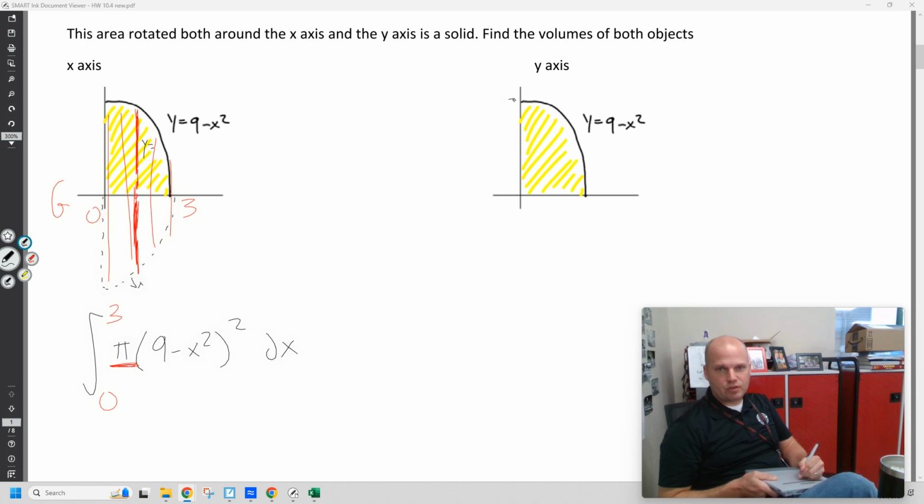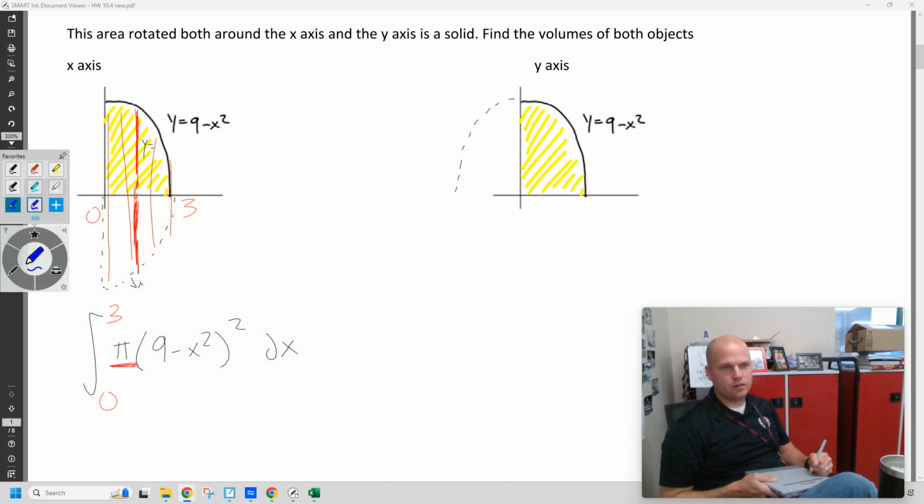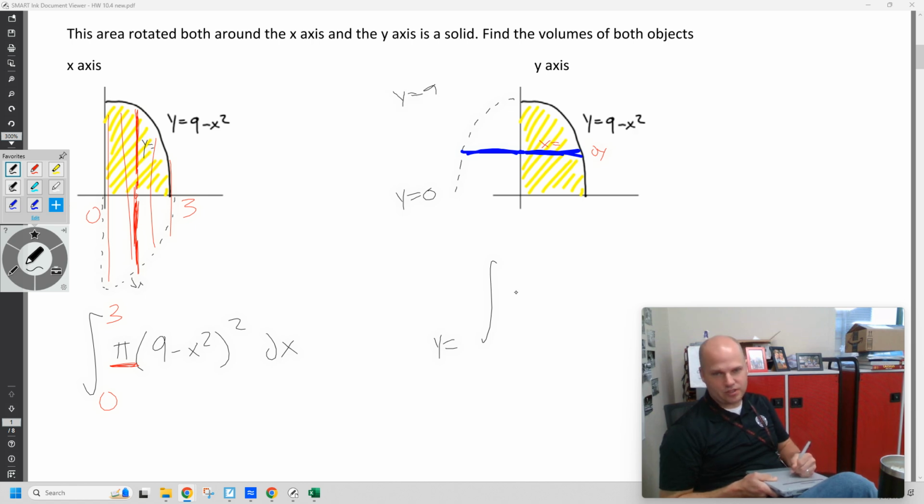What if I spin things around the y-axis? Well, I'm going to take a horizontal rectangle, spin that, sum up all of those. We can see this is an x equals distance. This is a small y distance. I will sum up from a y equals bottom to a y equals top. How do I know that it's 9? Because I plug in 0.